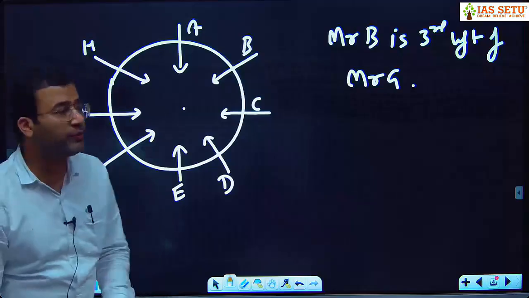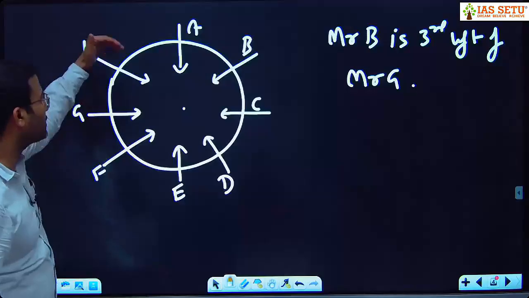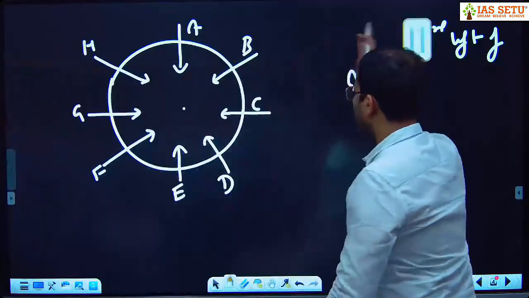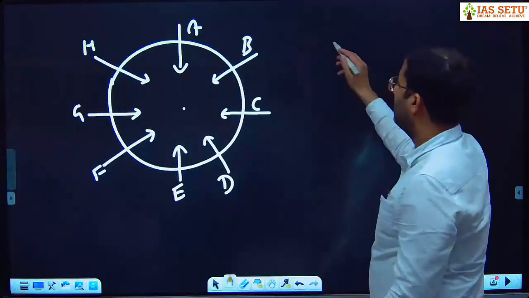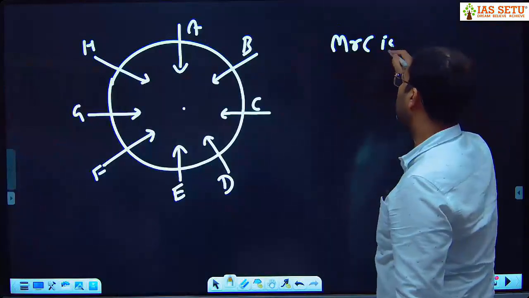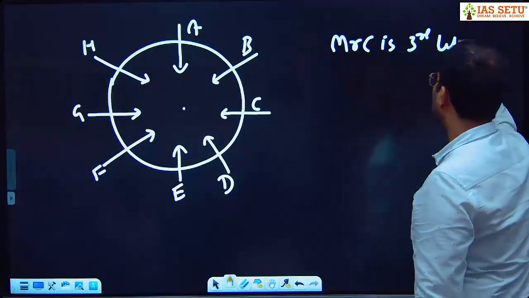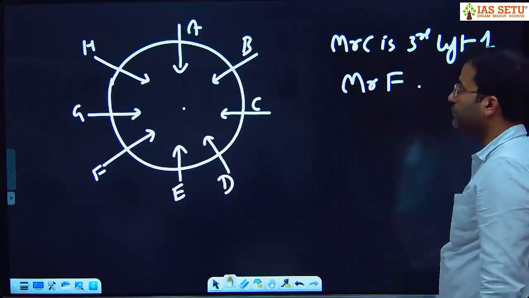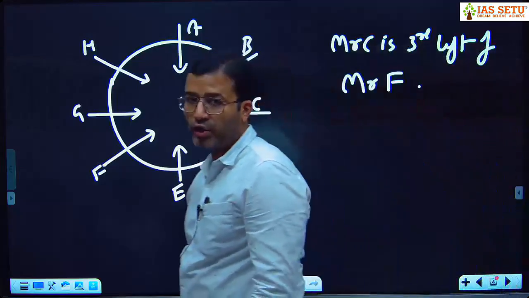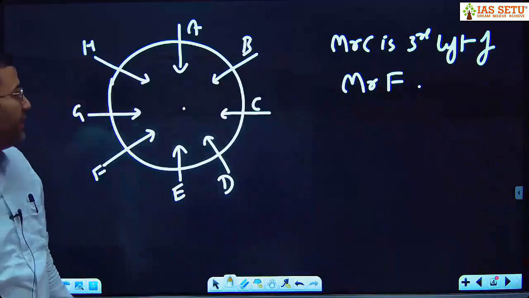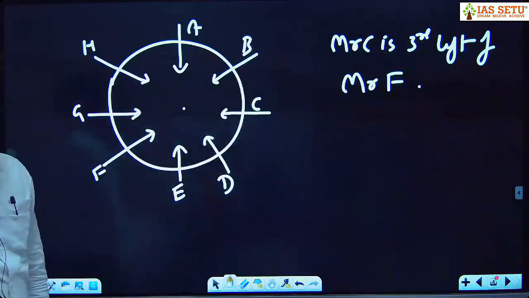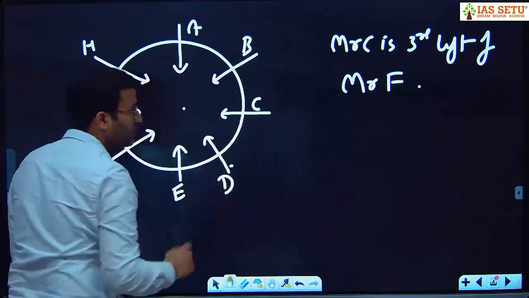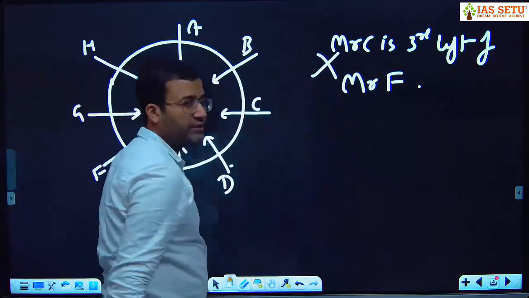So you assume yourself as a part of the question: G, first left, second left, third left. This statement is correct. Now one more statement. Mr. C is third left of Mr. F. Check correct or wrong. Mr. C is third left of Mr. F. Wrong, because it is right: first right, second right, third right. So this statement is wrong.